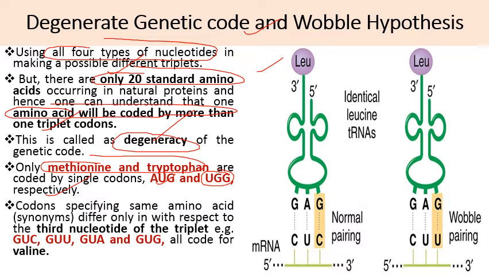The codons that specify the same amino acid differ only with respect to the third nucleotide of the triplet. For example, GUC, where GU is common and the C varies, then GUU, GUA, GUG. So the last base changes or shows flexibility, and all these codons code for one amino acid, that is valine. And this flexibility on the anticodon side is known as Wobble pairing, which is responsible for the degeneracy of the genetic code.